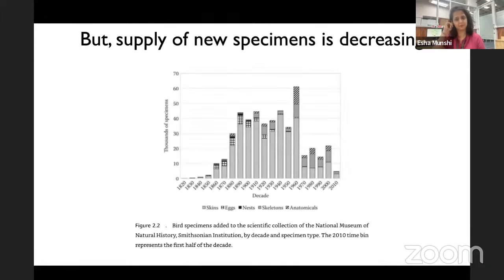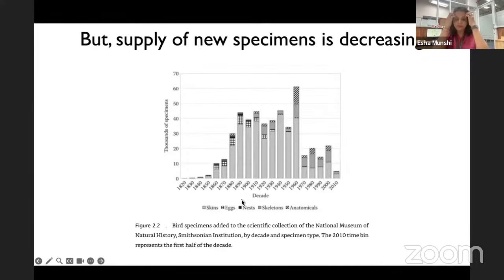There's this graph made by the National Museum of Natural History in Washington, D.C., which has the largest collection in the world. It shows that 1960 was the maximum year for specimens of all types, skins, eggs, nests, skeletons, etc. But still, as you can see from this graph, the skins are the most. And still no one is talking about wings or flight feathers or tail feathers. Till 2010, we are talking about skins.